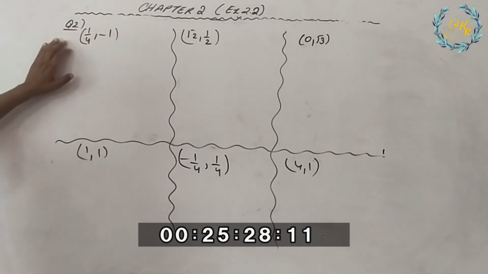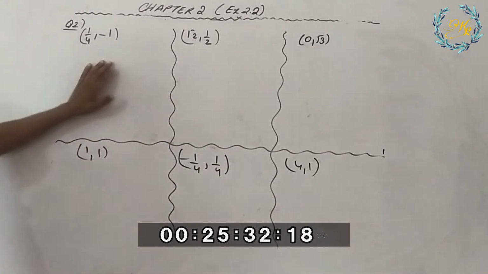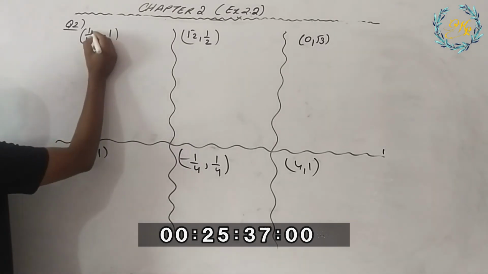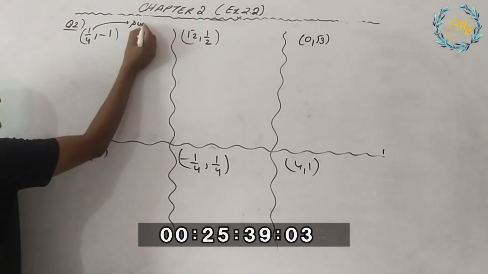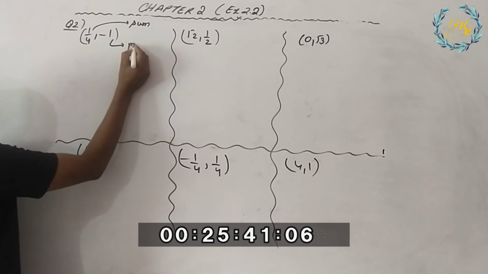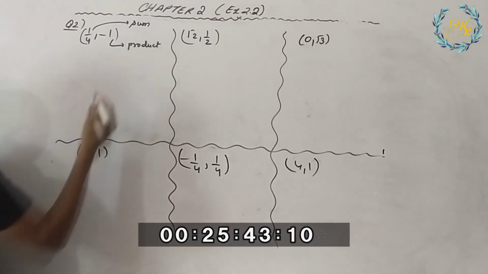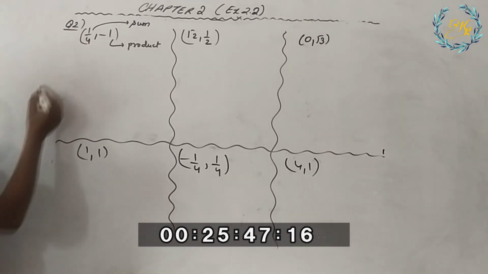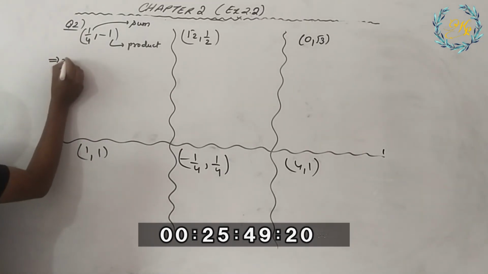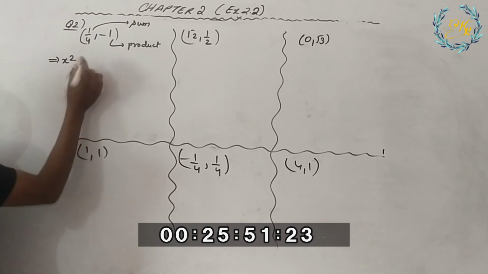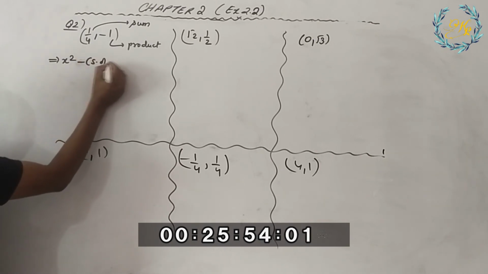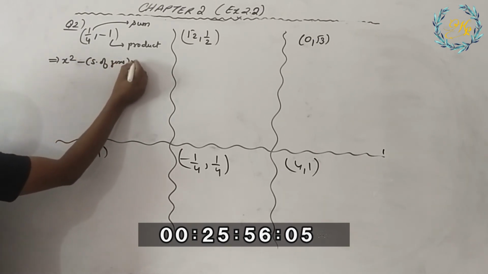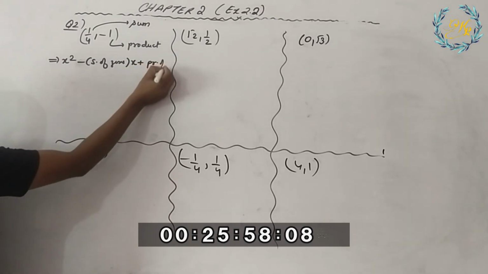Moving to question number 2 of exercise 2.2. We will form quadratic equations using these values of zeros which are given to us. As you see, the first value indicates the sum of zeros. The second value indicates the product of zeros. Now I am going to use the formula method to solve this. According to the formula method, we have x square minus sum of zeros into x plus product of zeros.